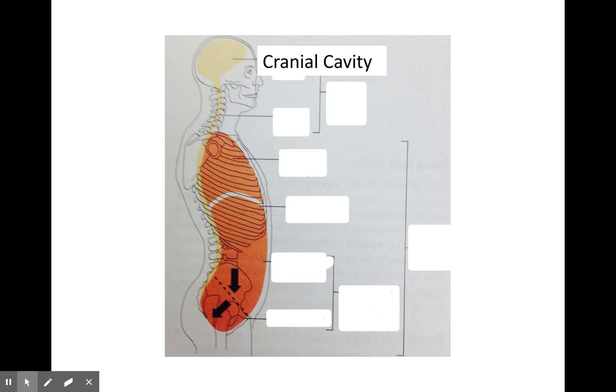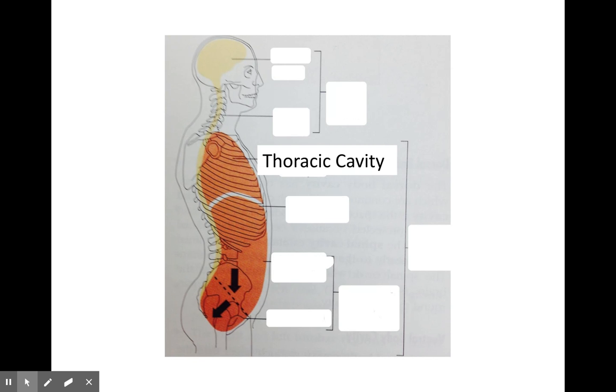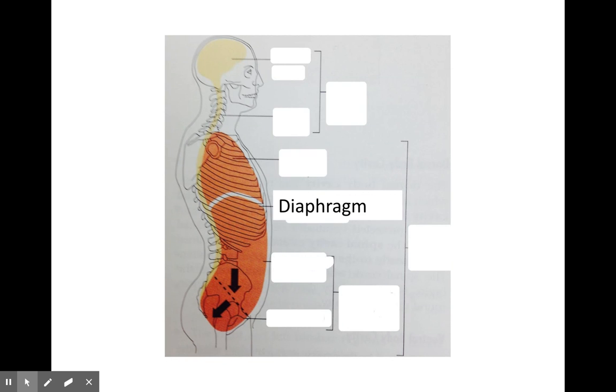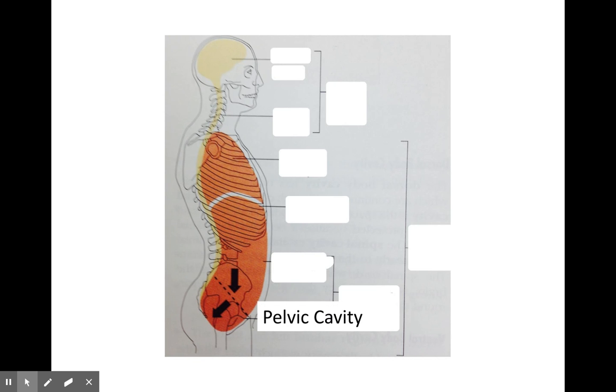Cranial cavity, cervical cavity, thoracic cavity. The thoracic cavity is divided from the abdominal cavity by a muscle. That muscle is the diaphragm. The abdominal cavity is below the diaphragm. The pelvic cavity is below the abdominal cavity.